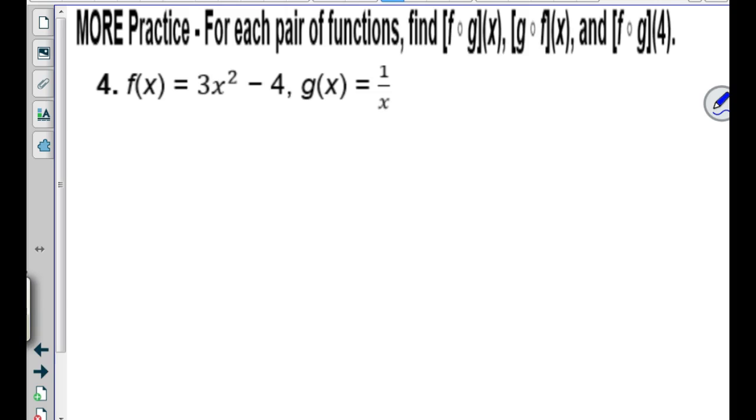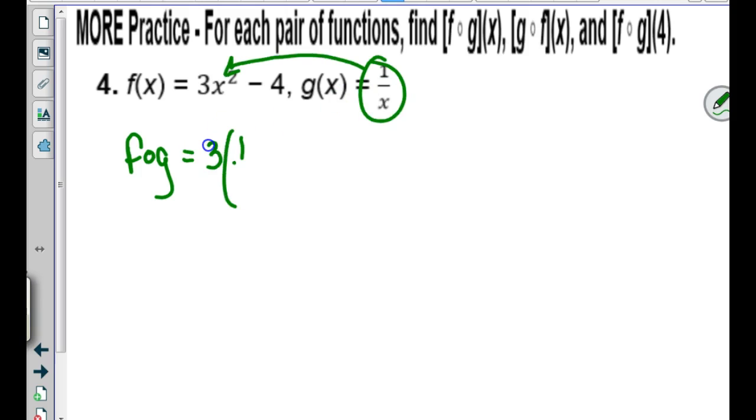All right. Oh no. I don't want to do this one. All right. It says f of g, so we're going to put which one into which one? Yeah, it goes backwards, so it's g into f. That's not really as bad as it seems.